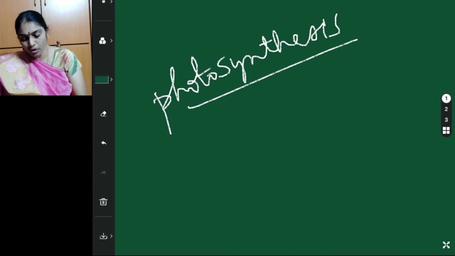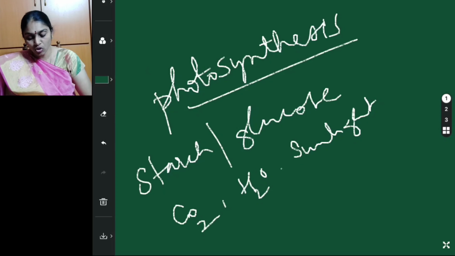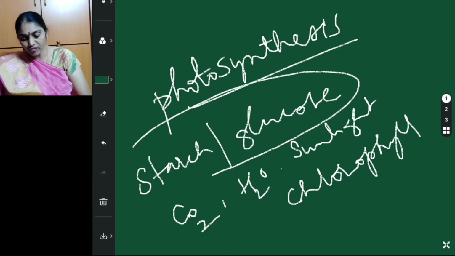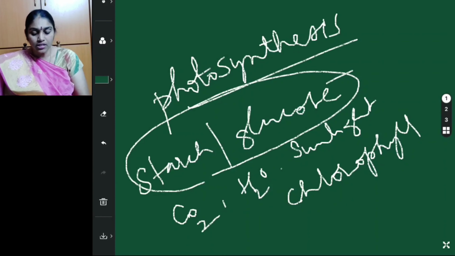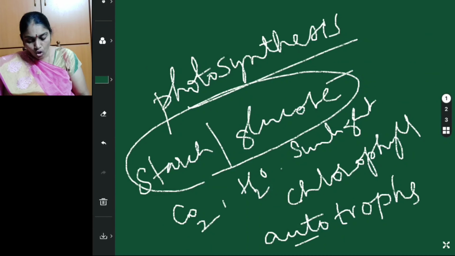What is photosynthesis? Photosynthesis is a process where plants make their food in the form of starch or glucose by taking carbon dioxide and water, in the presence of sunlight, with the help of a pigment called chlorophyll. They are able to prepare the food in the form of glucose or starch. This is what photosynthesis is. This is how plants make their own food, and they are called autotrophs.